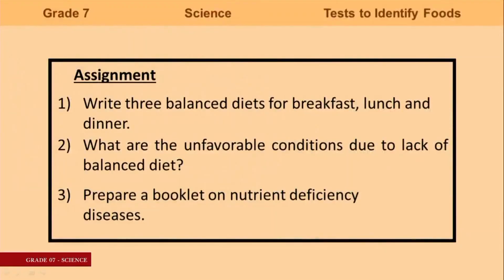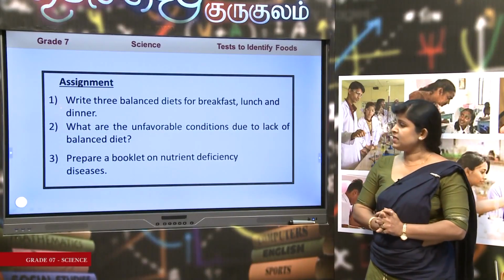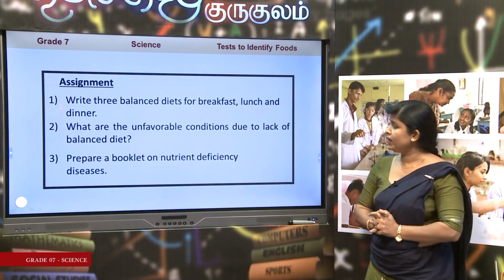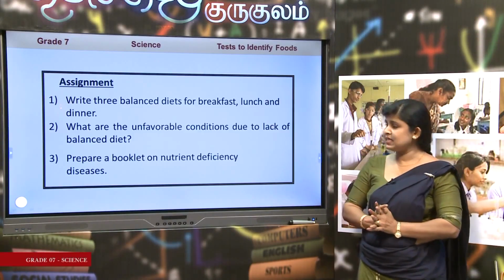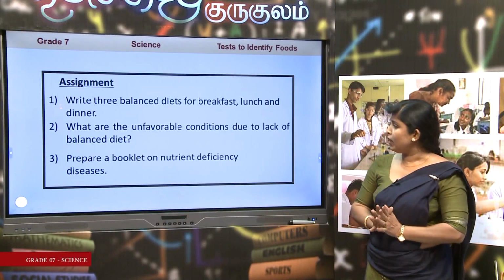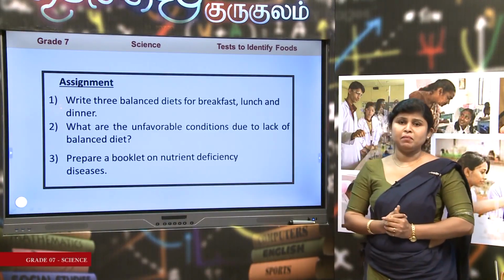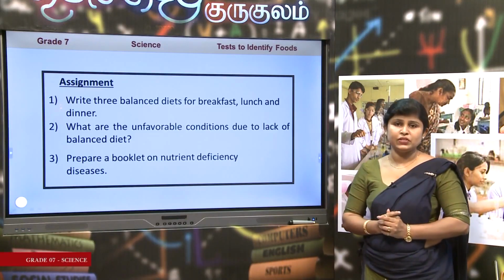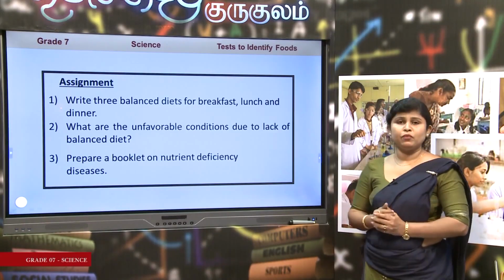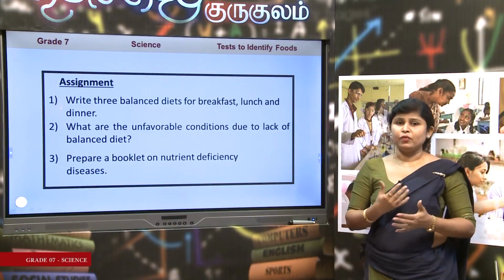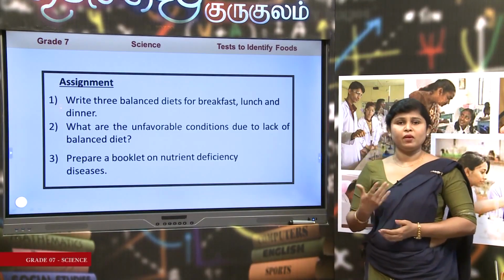Number 2, what are the unfavorable conditions due to lack of balanced diet? When we are not taking a balanced diet, what will happen to our body? What are the problems to be faced, right? So, you have to write down the unfavorable conditions due to lack of balanced diet. My third question is, prepare a booklet on nutrient deficiency diseases. Right? I have discussed this with you. We have to face a number of problems when we are not taking a balanced diet, right? One is nutrient deficiencies, right? Then you have to collect information from your adults, from magazines, from books and from the internet also.